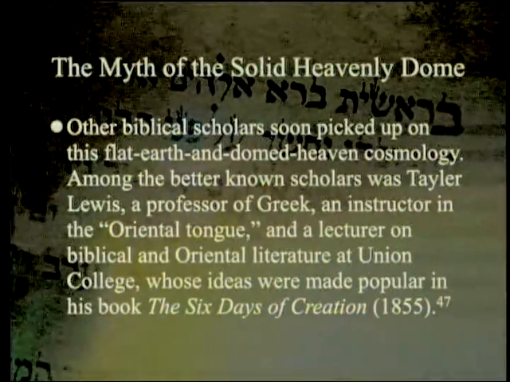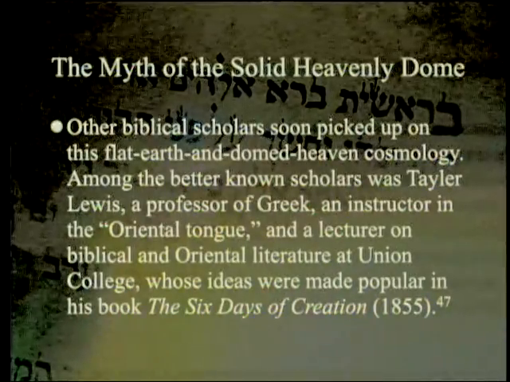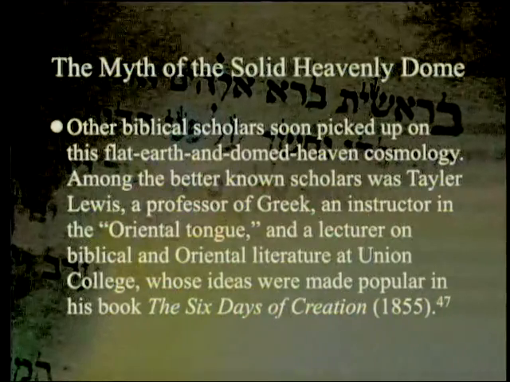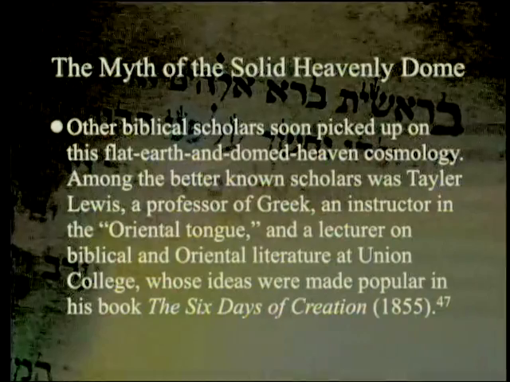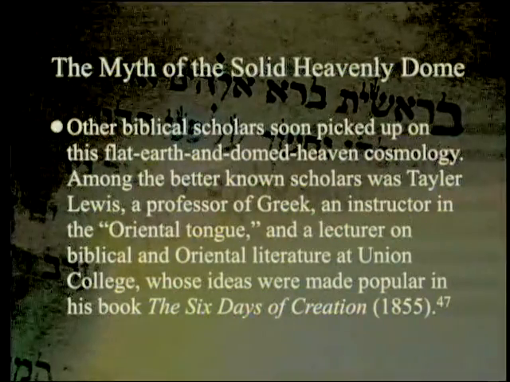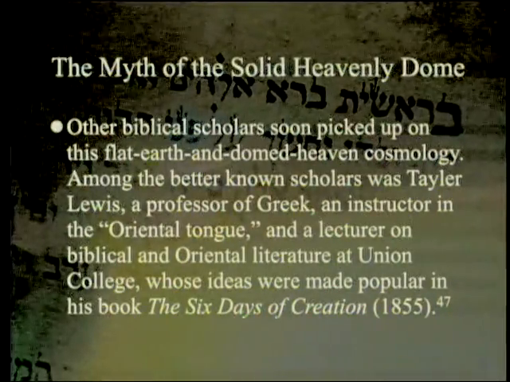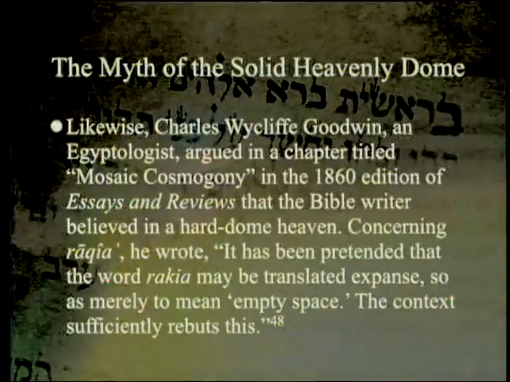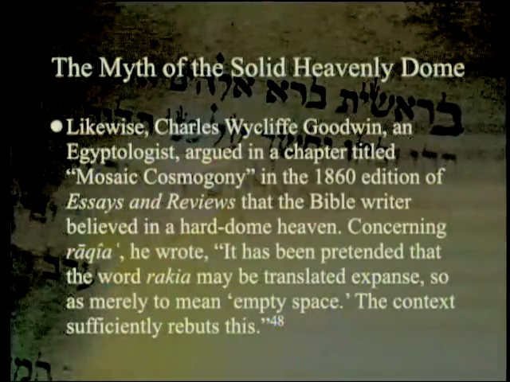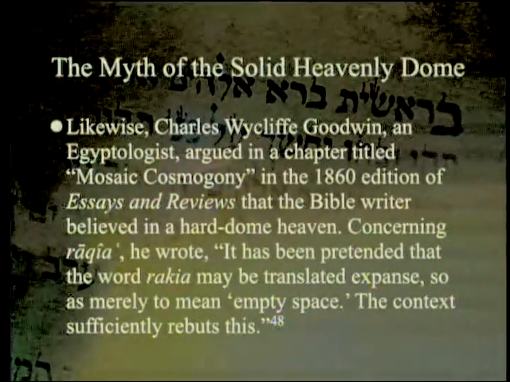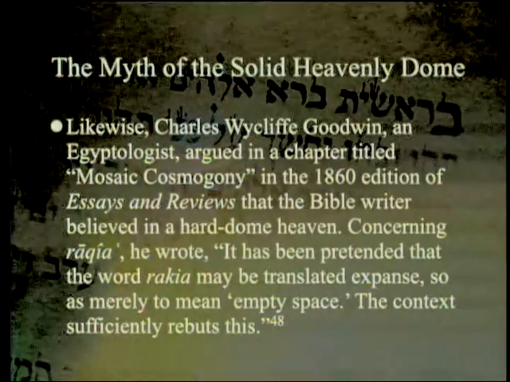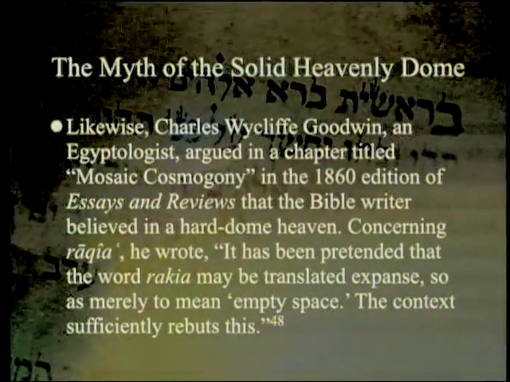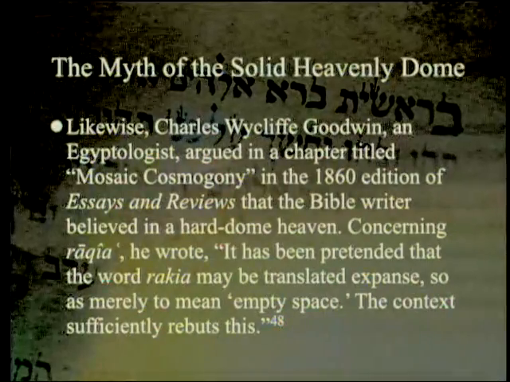Other biblical scholars soon picked up on this flat earth and domed heaven cosmology. Among the better-known scholars was Taylor Lewis, a professor of Greek and instructor in the Oriental tongue, and a lecturer on biblical and Oriental literature at Union College, whose ideas were made popular in his book, The 6 Days of Creation. Likewise, Charles Wycliffe Goodwin, an Egyptologist, argued in a chapter titled Mosaic Cosmogony in the 1860 edition of Essays and Reviews that the biblical writer believed in a hard-domed heaven.